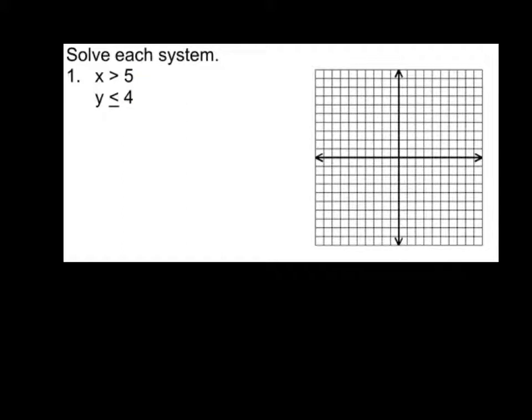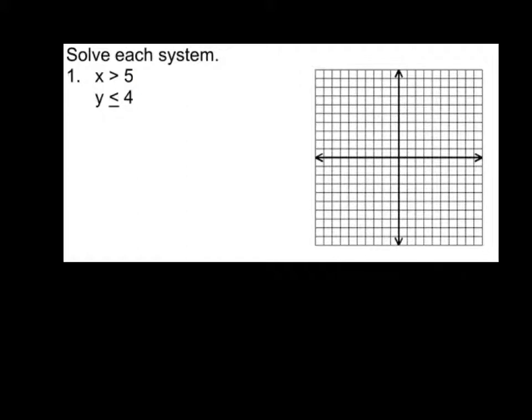Because they are linear, I'm going to graph them on this coordinate plane, and I'm going to look for the solution of the system. It is similar to our system of linear equations, but slightly different because it's going to use those skills that we used when we were graphing inequalities.